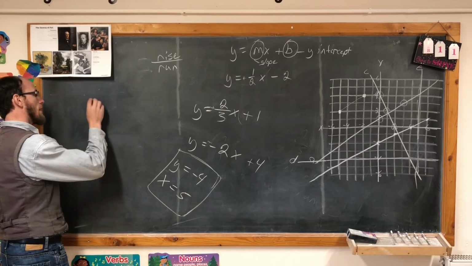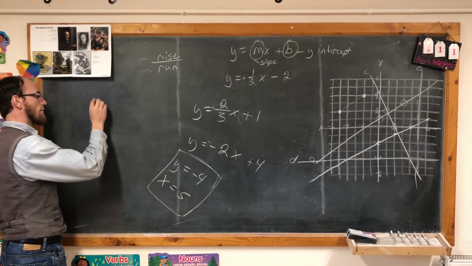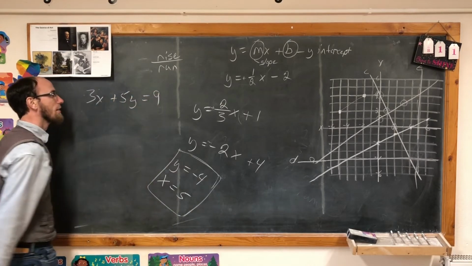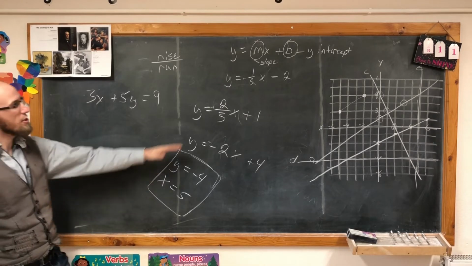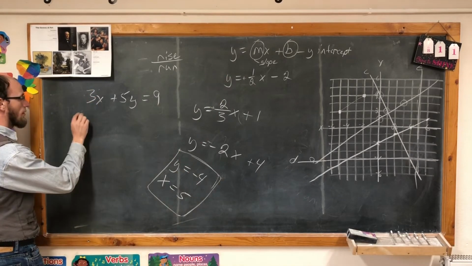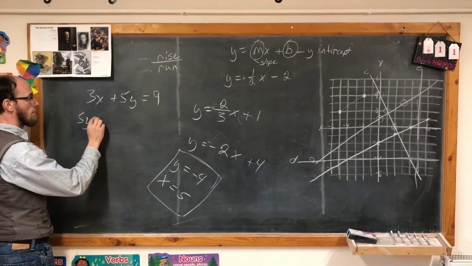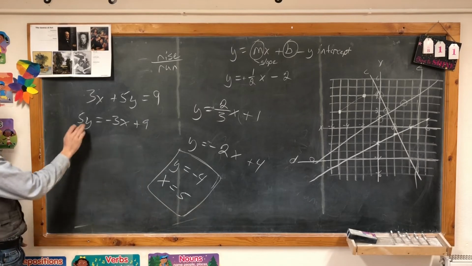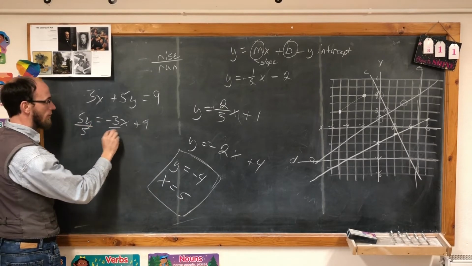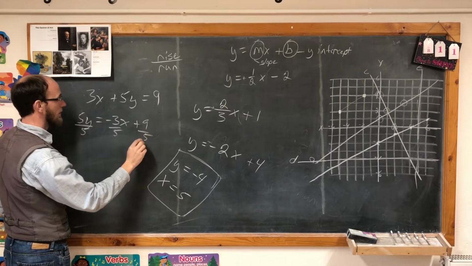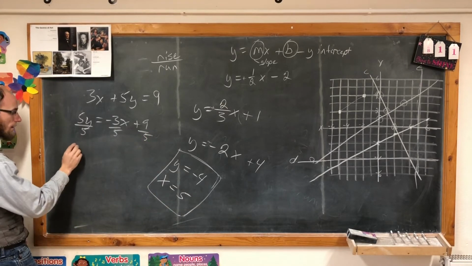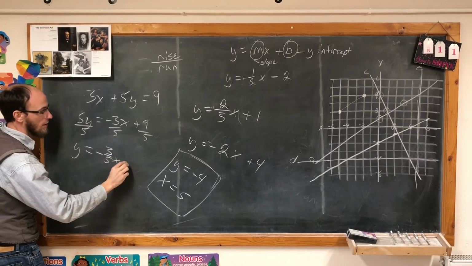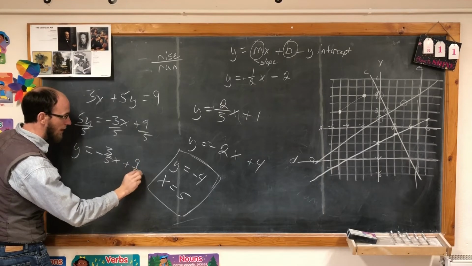Let's just make one up and arrange it in a strange way and do it from start to finish. We go 3x plus 5y equals 9. First step, change it to slope-intercept form. 5y equals negative 3x plus 9. Now, get the y by itself, divide by 5, divide by 5, and divide by 5. Okay, y equals negative 3/5 x plus 9 over 5.